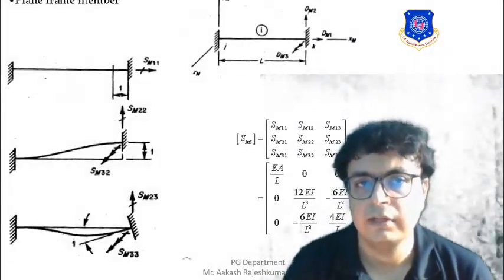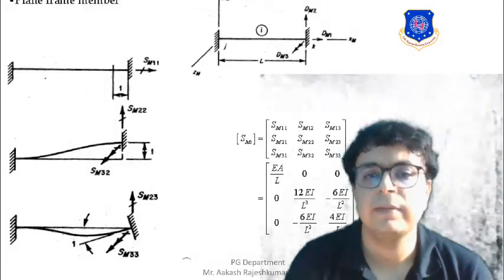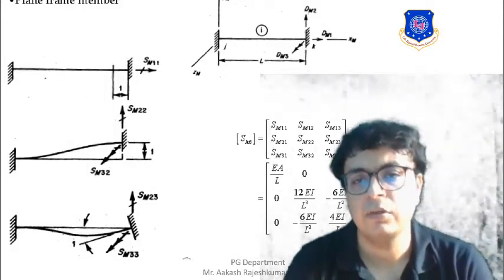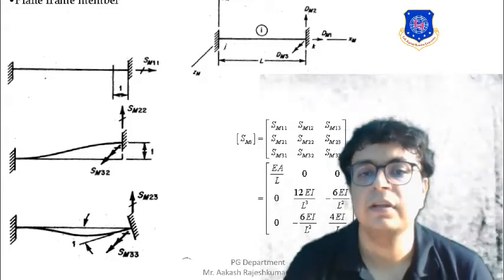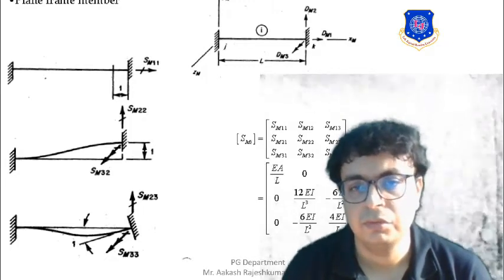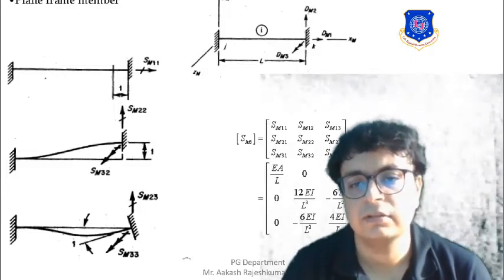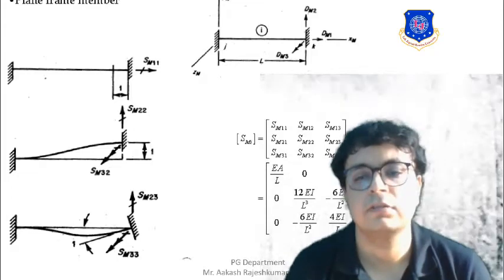Whenever the plane frame member is there, whenever the unit load is applied and unit rotation is found, finally the stiffness matrix that we get will be equal to EA by L 0 0 0, 12EI upon L cube, minus 6EI upon L square, 0, minus 6EI upon L square, 4EI upon L.